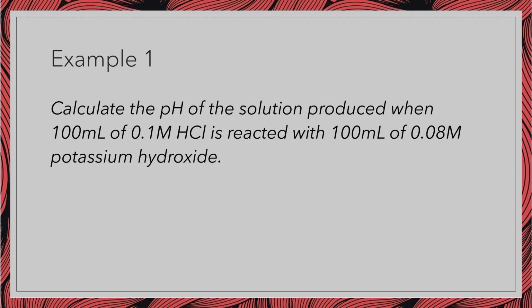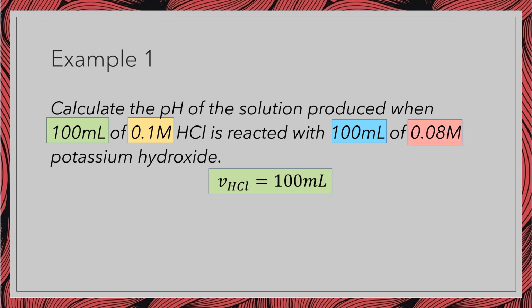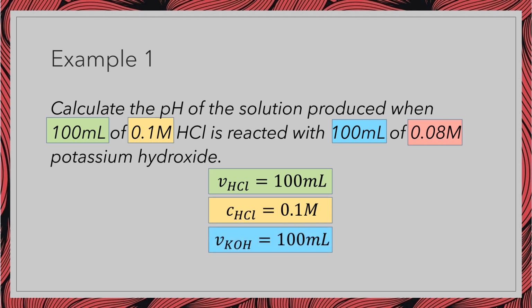So let's have a look at the question. We want to calculate the pH of the solution produced when 100 ml of 0.1 molar HCl is reacted with 100 ml of 0.08 molar potassium hydroxide. So we've got the volume of HCl equals 100 ml, our concentration of HCl is 0.1 molar, the volume of potassium hydroxide is 100 ml, and the concentration of potassium hydroxide is 0.08 moles per liter.